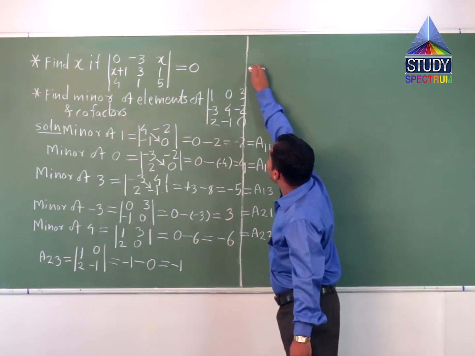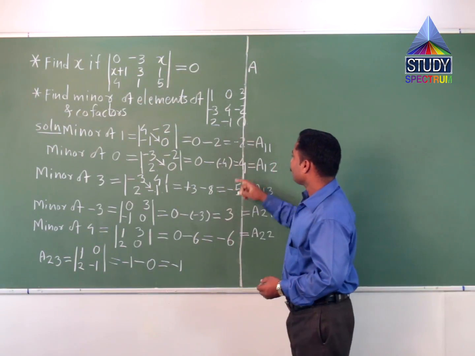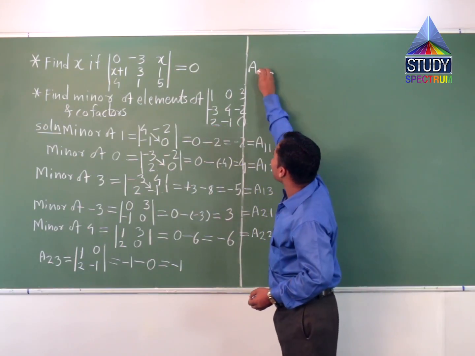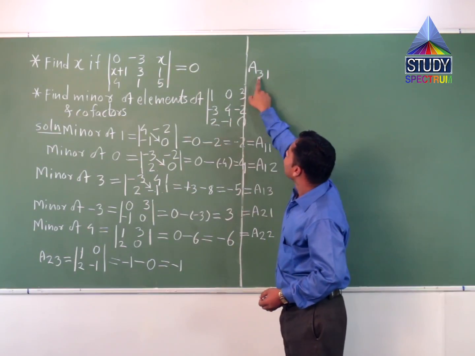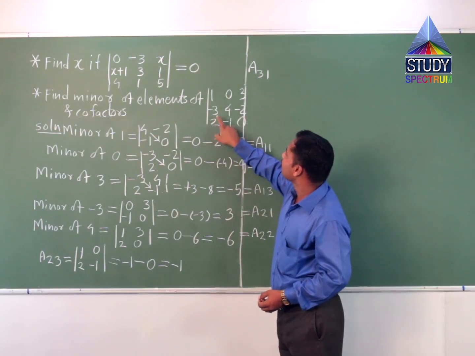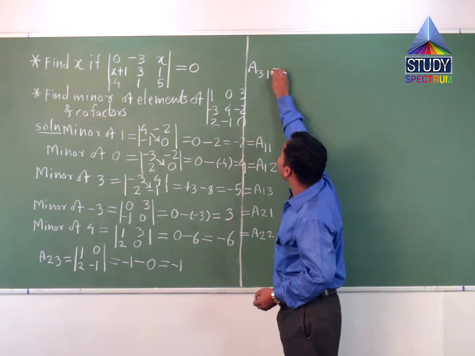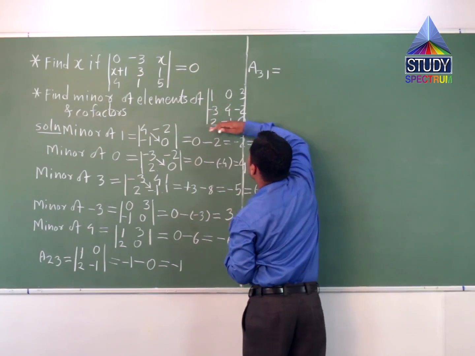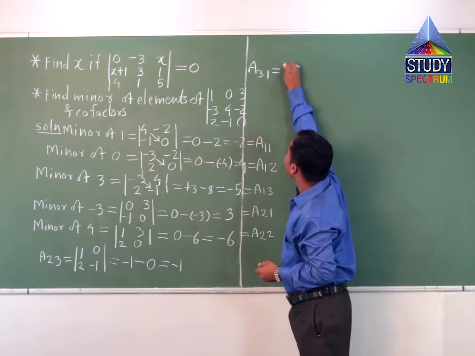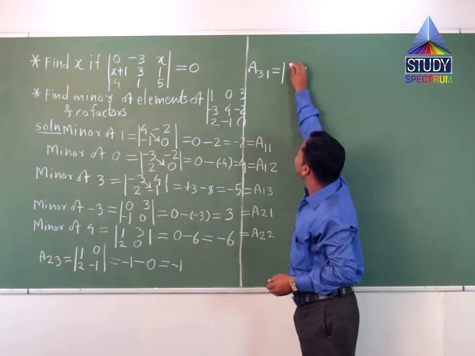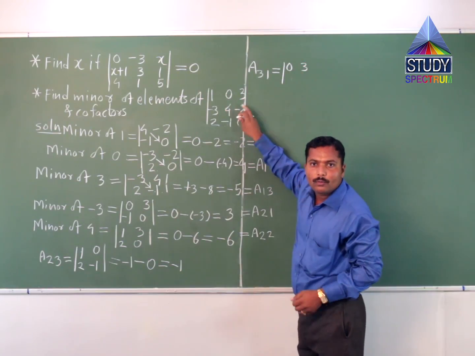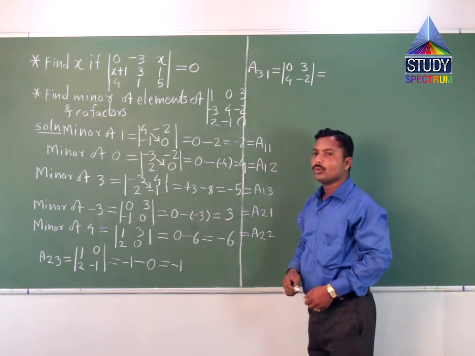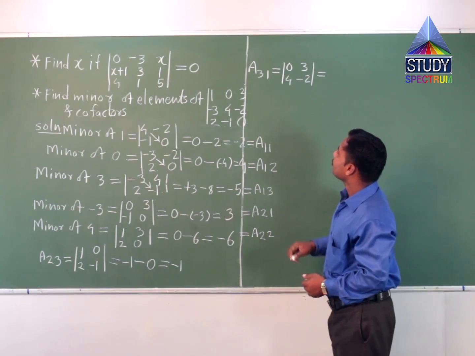Here is also A23, this number. This is where the third row starts. So A31 is third row, first column, this number. A31 equals, delete the column and row passing through this number. So remaining what? 0, 3, 4, minus 2. What do we get?